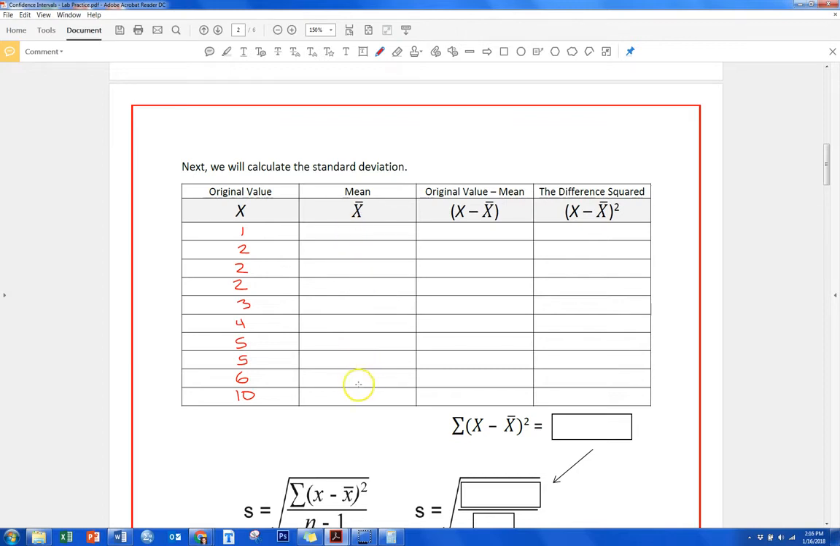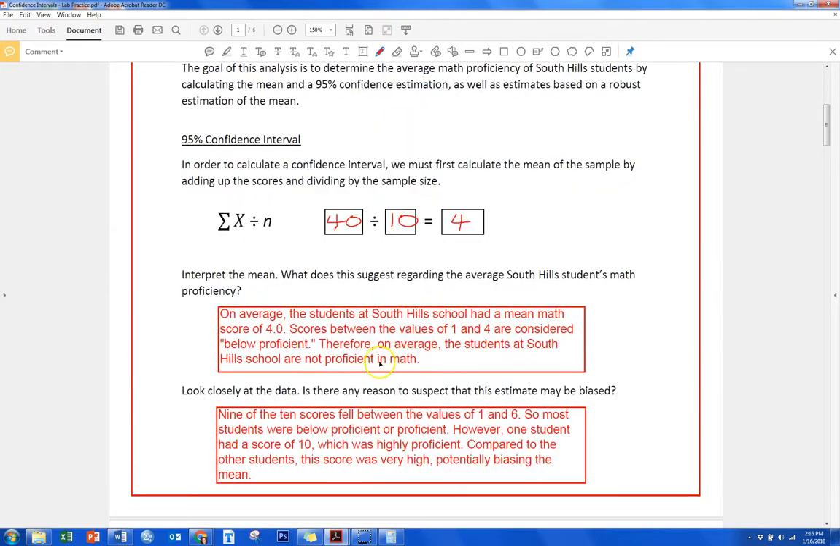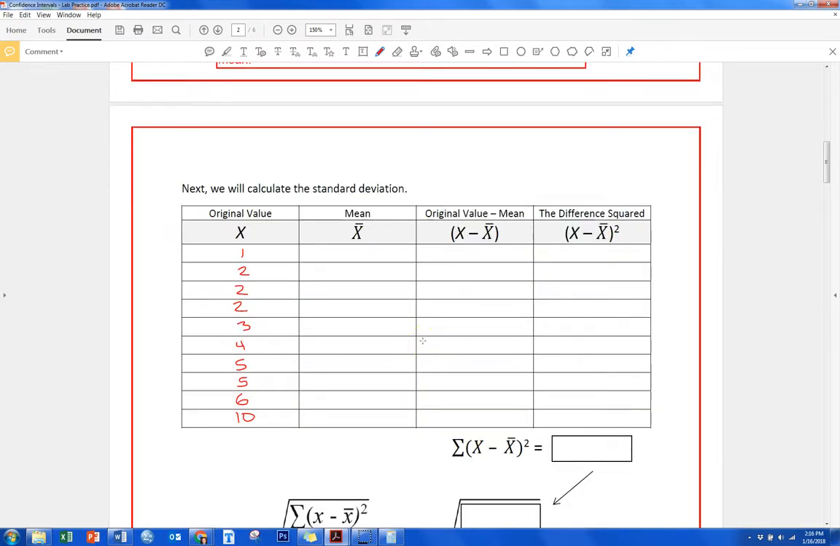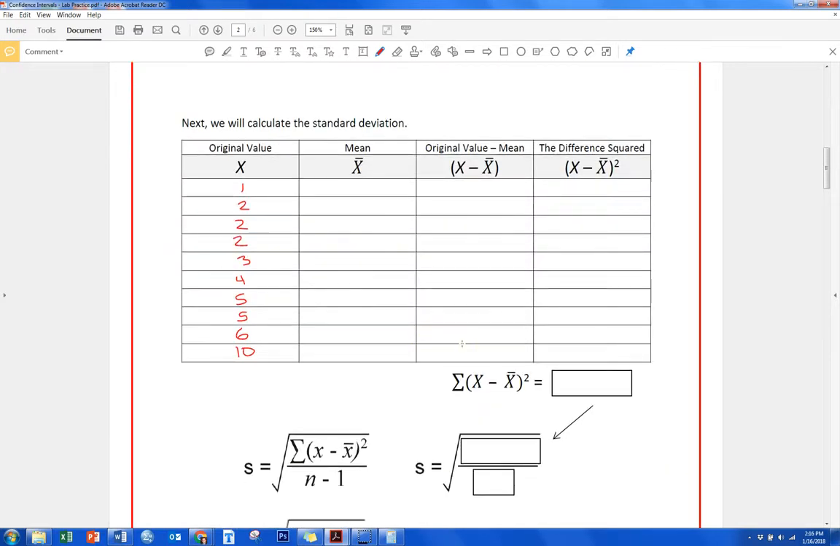The mean's going to go here. They're all going to be the same, right? All the means are going to be a 4. So those are going to go into the next column. There we go. So it's just going to be a bunch of 4s. 4, 4, 4, 4, 4, 4, 4, 4, 4, 4, and spoiler alert, 4.